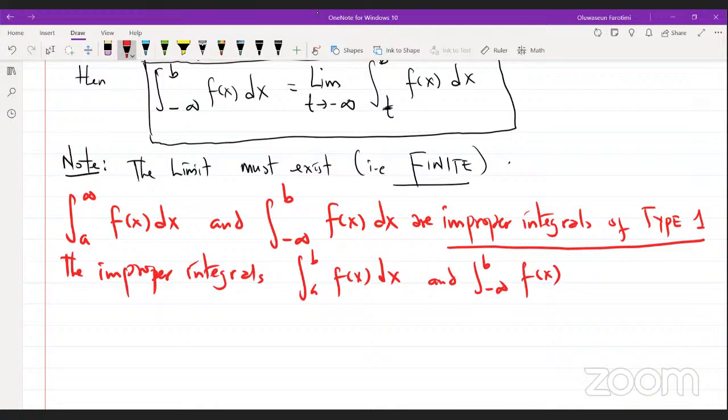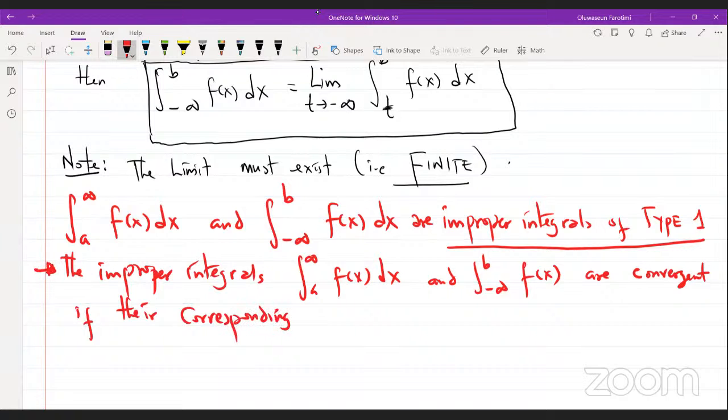This should be infinity right here. It should be infinity. These guys are actually convergent if their corresponding limit exists. Okay, I'm going to show you guys what that means in a second.